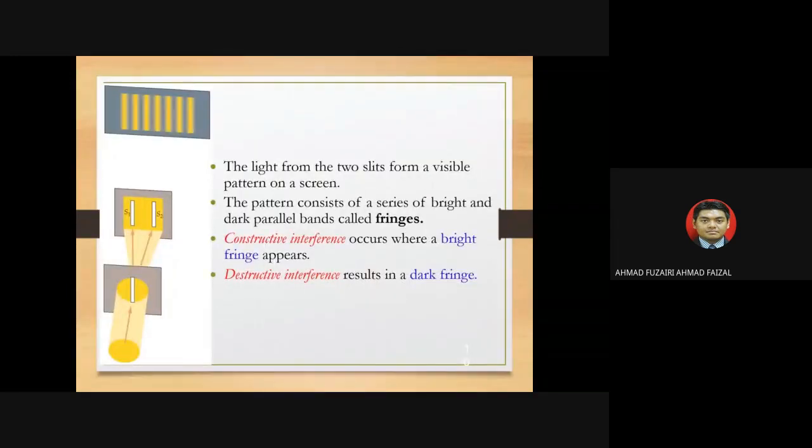Okay, the light from the two slits forms a visible pattern on a screen. Imagine that this is your screen. The pattern consists of a series of bright and dark parallel bands called fringes. So this is your bright fringe. Constructive interference occurs where a bright fringe appears, while destructive interference results in a dark fringe.